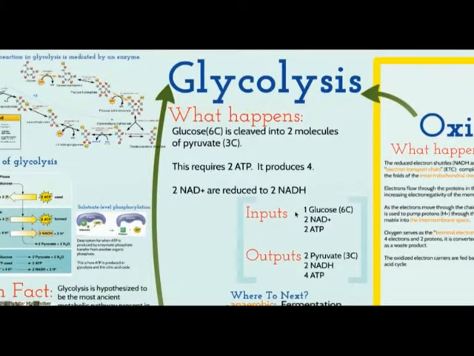Glycolysis accomplishes three valuable things in energy harvesting. It yields two ATP molecules and two energized molecules of NADH and results in two molecules of pyruvic acid.